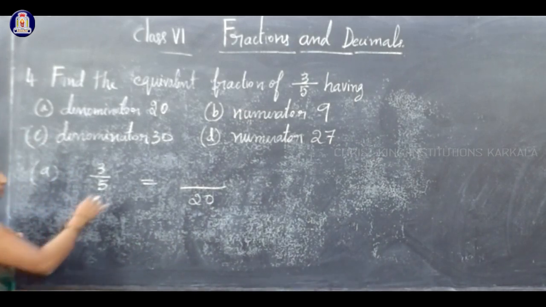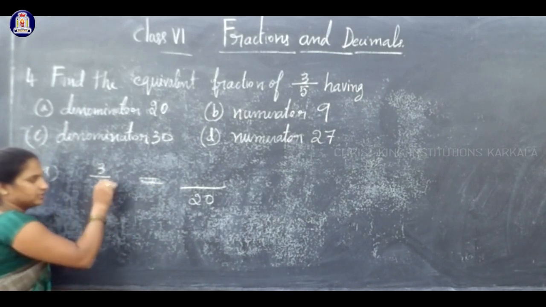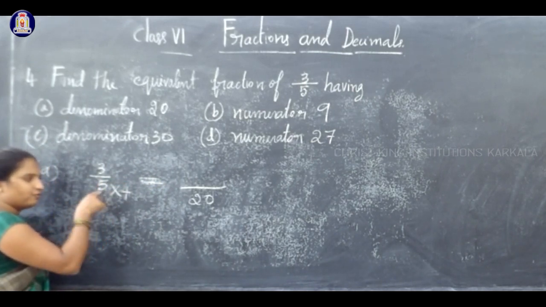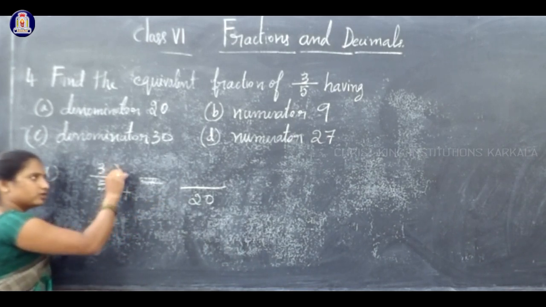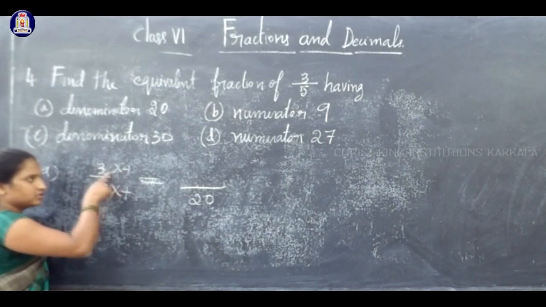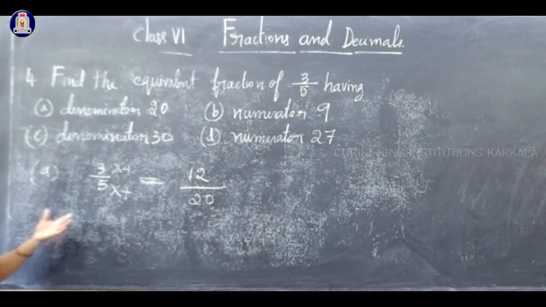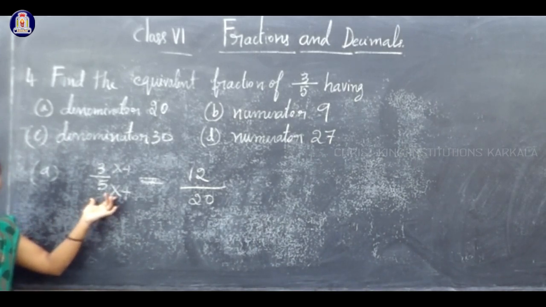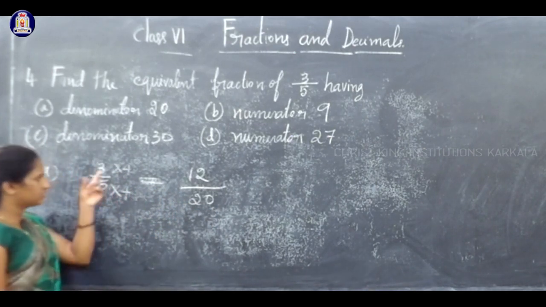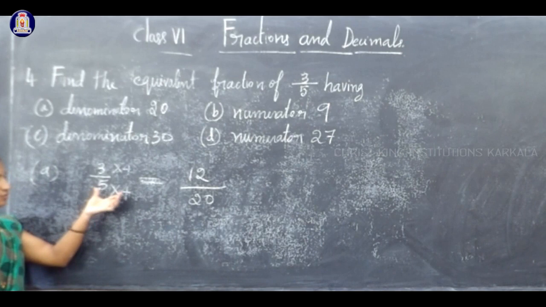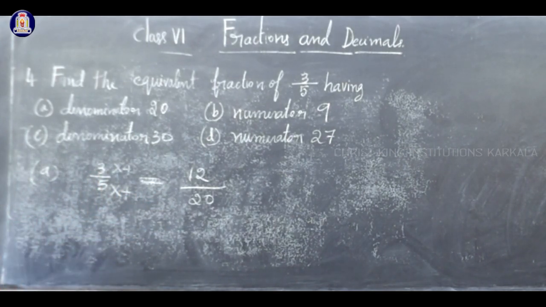So now see, for 3 by 5 to get the denominator 20, how much do you have to multiply? So you know 5 4s means we get 20. Is it correct? So 5 4s are 20. So now multiply 4 to the numerator. 3 4s are 12. So for 3 by 5 we multiplied 4. 5 4s are 20, 3 4s are 12. So the answer is 12 by 20.